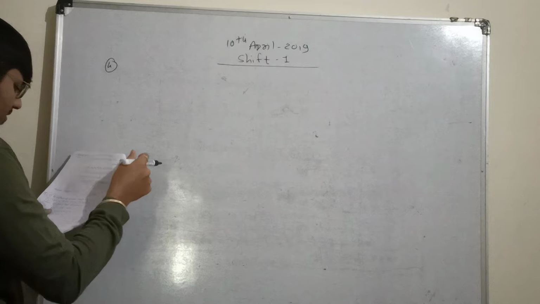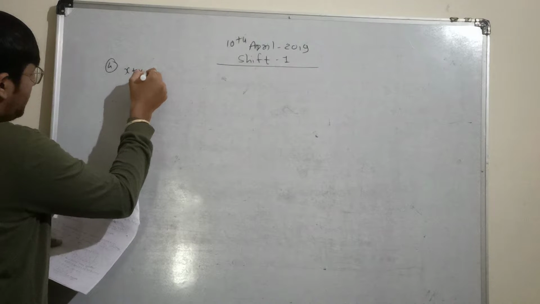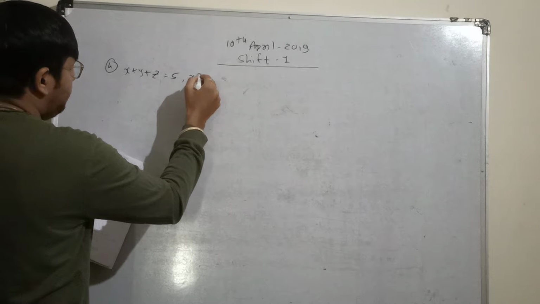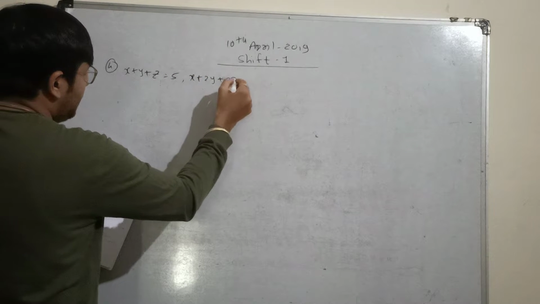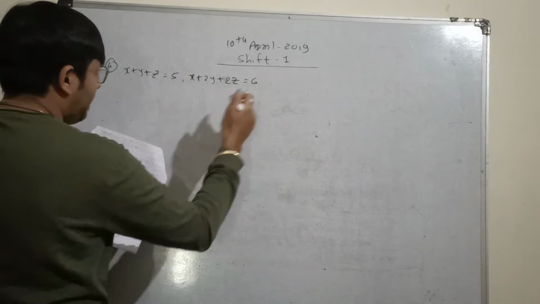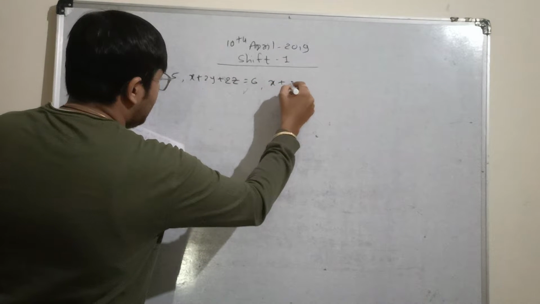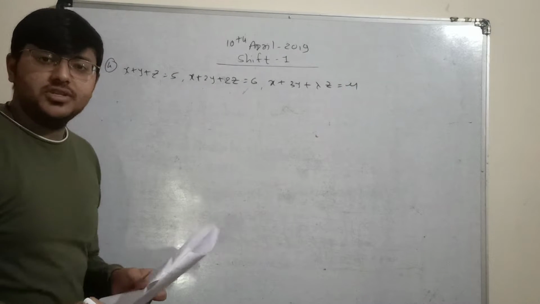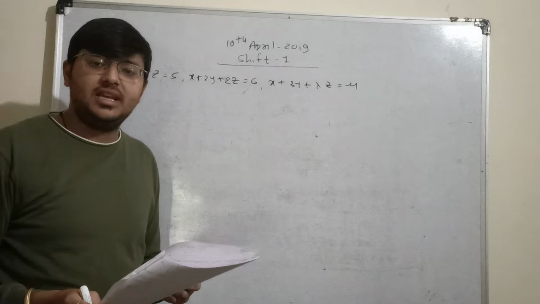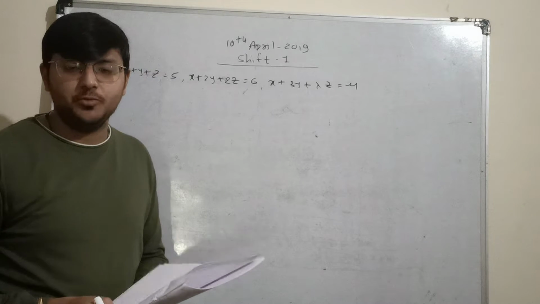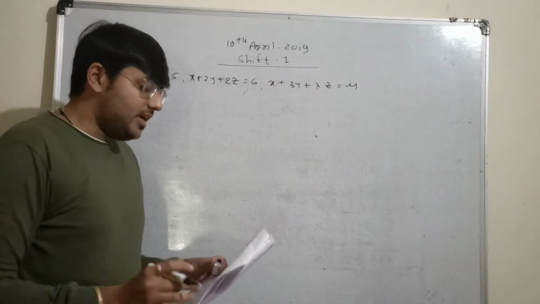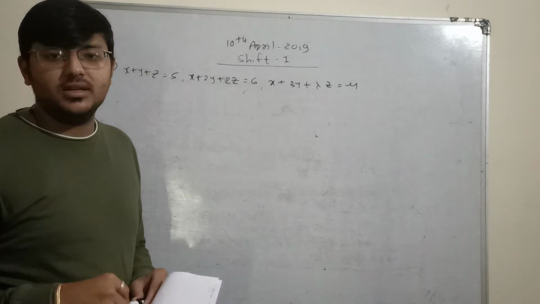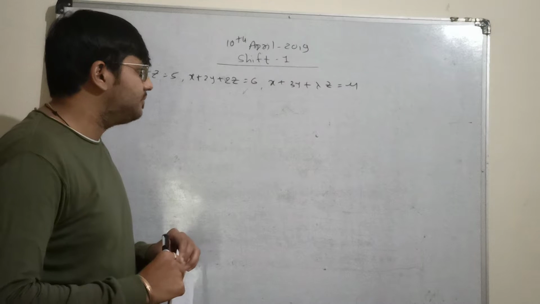Number 4, we have given three different linear equations. x plus y plus z equals 5, x plus 2y plus 2z equals 6, and x plus 3y plus lambda z equals mu. And this system of equations has infinitely many solutions. Then we have to find the value of lambda plus mu. See, as we discussed already, this is one of the most commonly asked questions based on the solution of linear equations based on 3-dimensional, right?